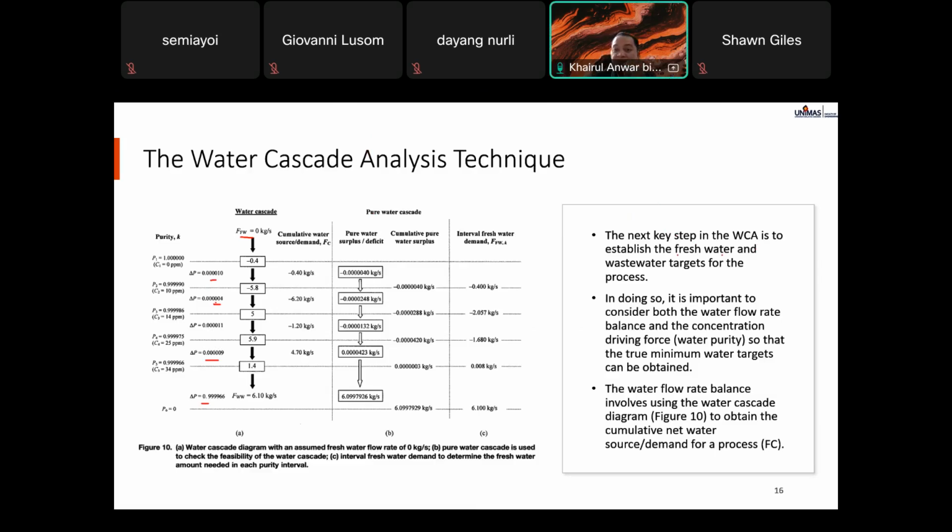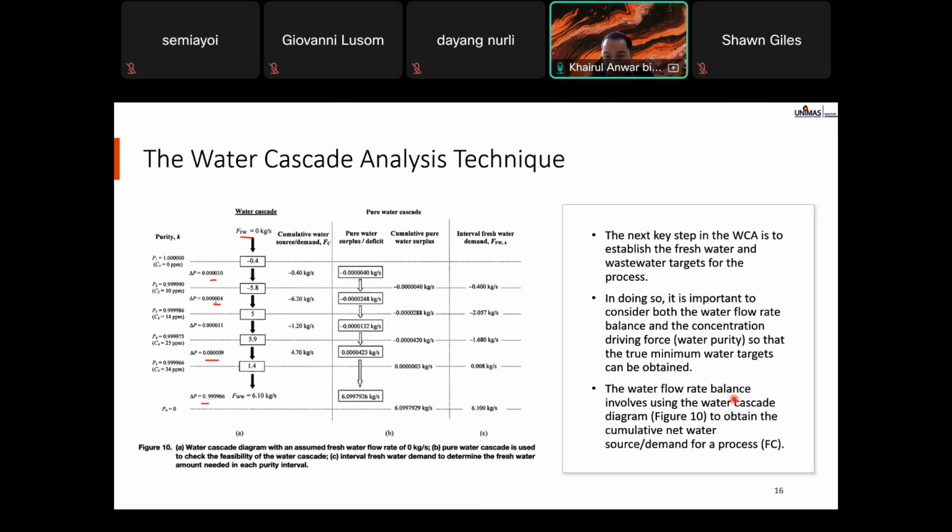The next step in evolution A is to switch the freshwater and water target for the process. In doing so, it's important to consider both the water flow rate balance and the concentration. The reverse water quality ensures that the true minimum water target will be obtained.